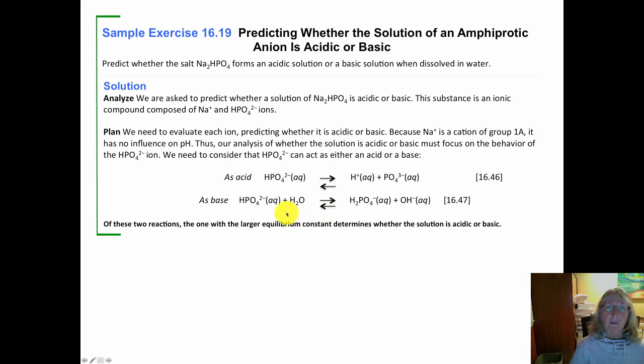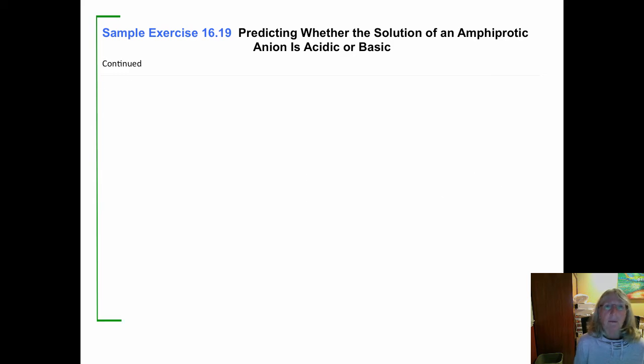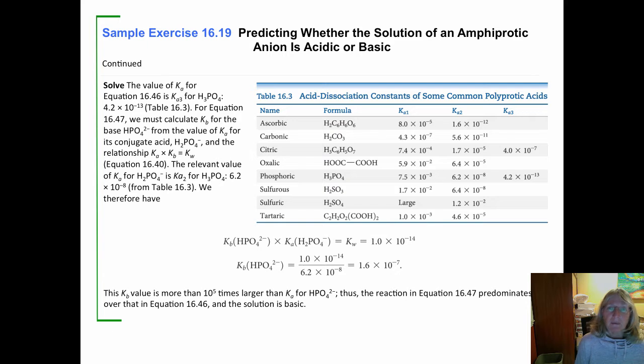So we have to find the one with the larger equilibrium constant to find out who is going to be acidic or basic, which one is going to happen. And it depends upon the Ka and the Kb. So you're going to need a Ka table. We'll be working with phosphoric acid because you'll notice there isn't an H2PO4 listed, but if this is the Ka for H3PO4, then this is the Ka for H2PO4, and that is 6.2 times 10 to the minus 8.